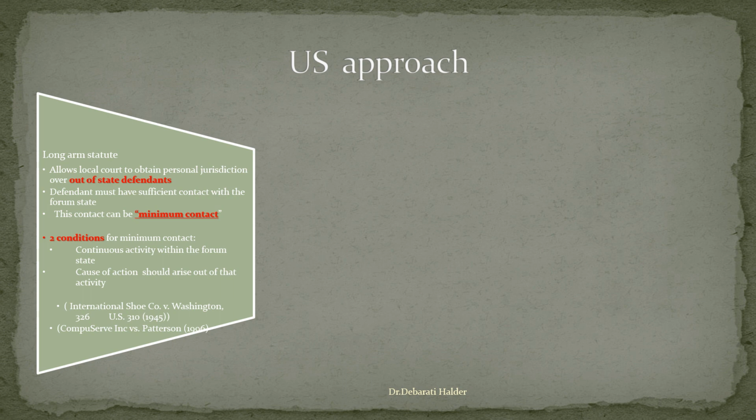For this, we must understand the long arm statute principle. According to the long arm statute, it allows the local court to obtain personal jurisdiction over out-of-state defendants. The defendant must have sufficient contact with the forum state. This contact can be minimum contact. In the case of International Shoe Company versus Washington, a 1945 case, it was held that two conditions must be fulfilled for getting the minimum contact, that is, continuous activity within the forum state and the cause of action should arise out of that activity.